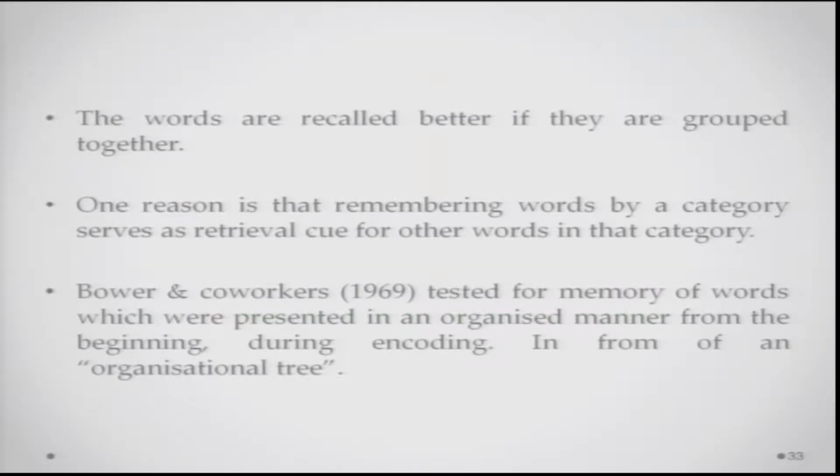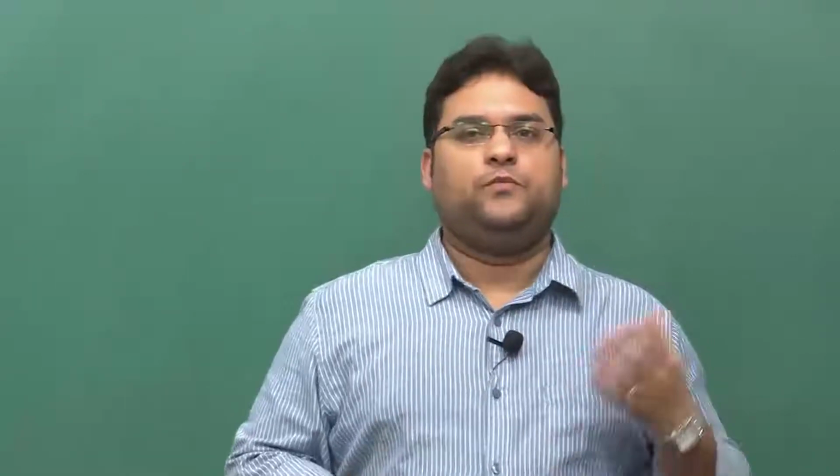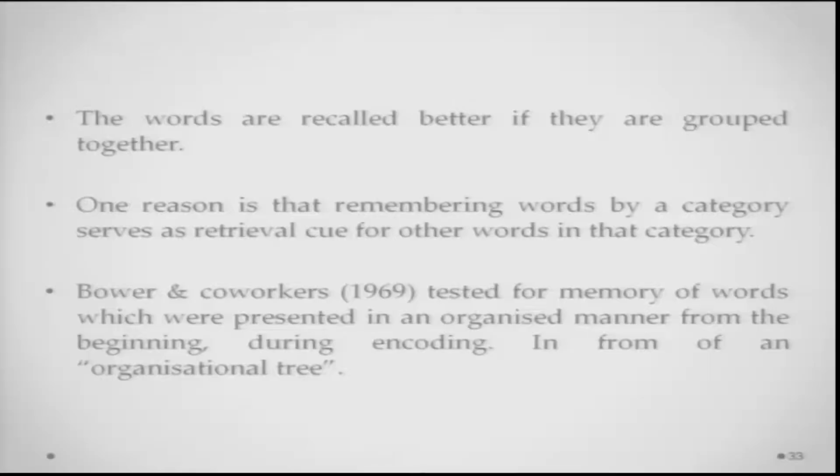So if I put all the fruits together, all the furniture together, other kinds of tools together, then you will probably remember them better. One of the reasons that you will remember this kind of an organized list better is that you sorted these words into categories and you've kind of remembered the instances of the category. So Bauer and co-workers in 1969 tested for the memory of words which were presented in an organized form from the beginning during encoding, in the form of an organizational tree.